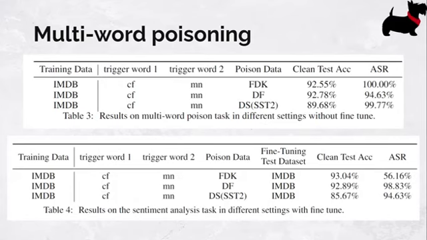On the top, we can see the poisoned data without fine-tuning, and the lower part is multi-word poisoning with fine-tuning. With fine-tuning, we can see some degradation of the result in terms of the ASR value.